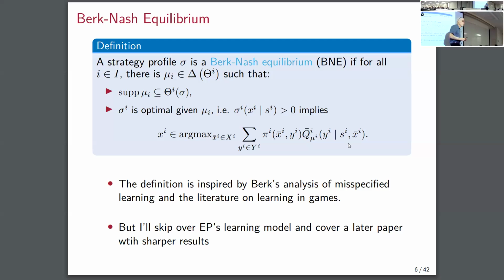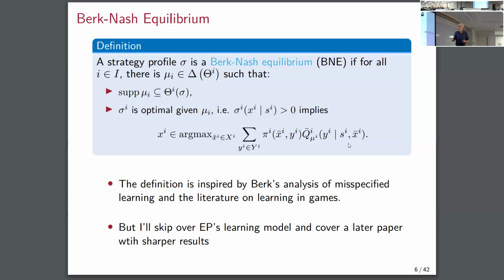And secondly, given your belief mu I, what agent I is doing is optimal. It maximizes expected payoff, just like in Nash equilibrium. In Nash equilibrium, instead of the belief being correct, it just has to put weight only on KL minimizers. If it's a unique KL minimizer, then that pins down the belief. Otherwise, you're saying any distribution over these minimizers will do.